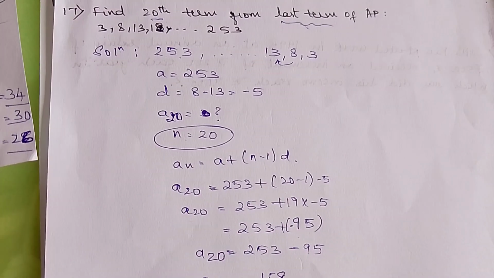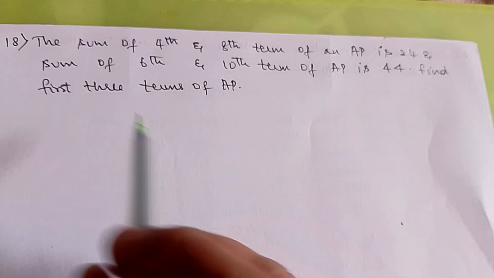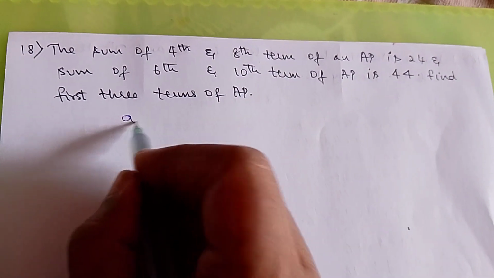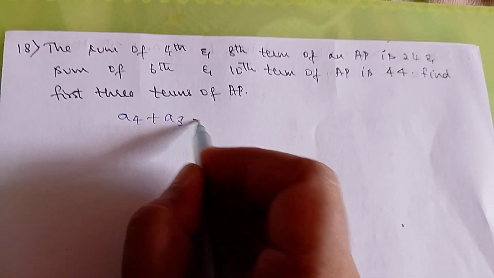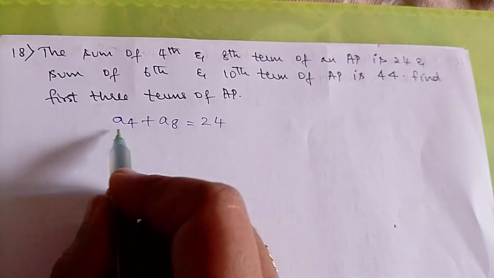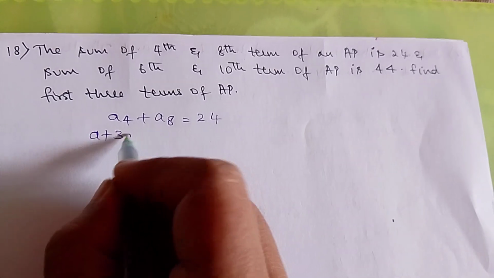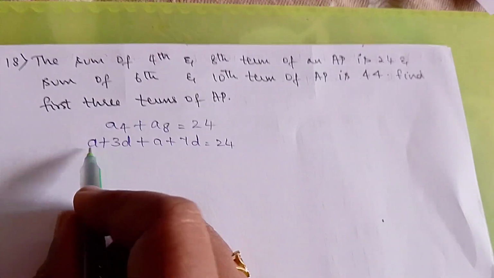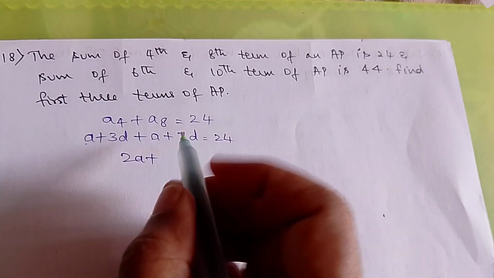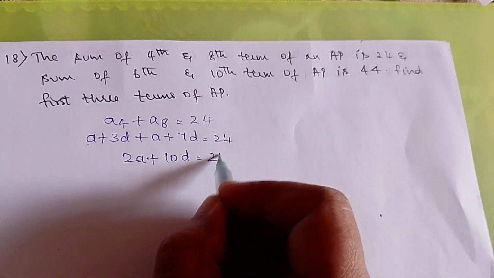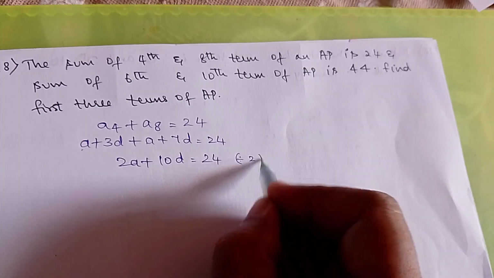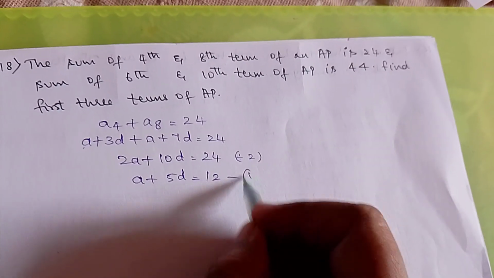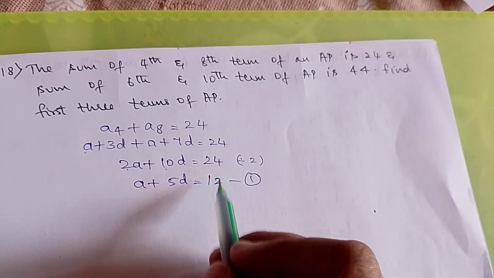Now we will proceed and do the 18th problem. The 18th problem states the sum of 4th and 8th term of an AP is 24. So let us write it down. Sum of 4th and 8th term is 24. When we simplify, A4 is A plus 3D, A8 is A plus 7D, is equal to 24. A plus A is 2A, 3D plus 7D is 10D, is equal to 24. If I divide this entire equation by 2, I'll get A plus 5D is equal to 12, correct?